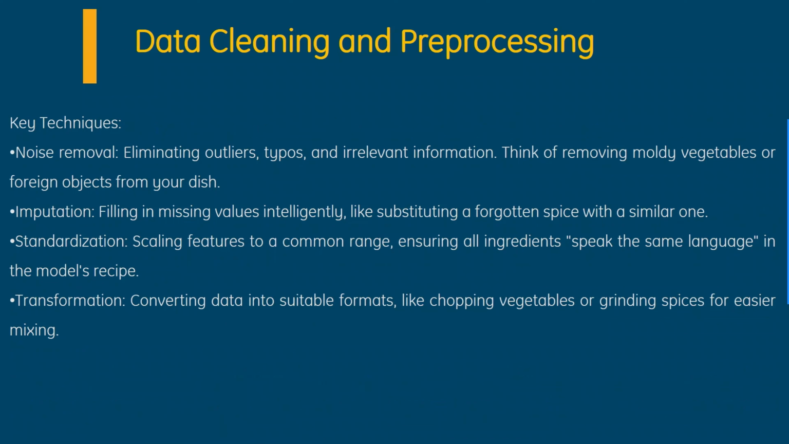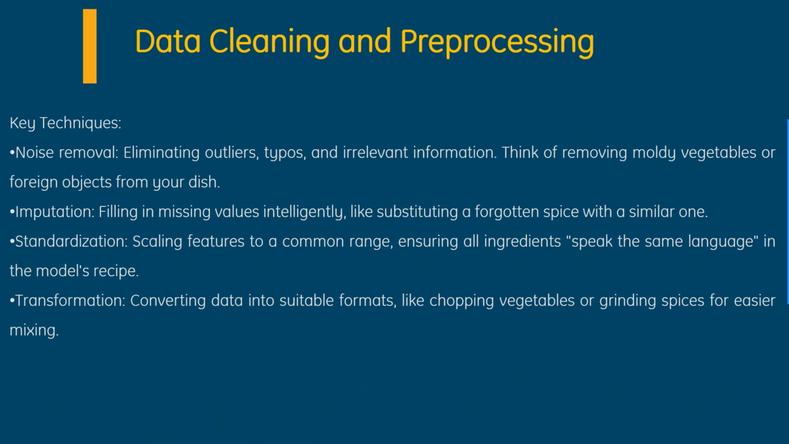Next, what are some of the key techniques used in both of these? First one is noise removal, eliminating outliers, typos, and irrelevant information. Think of removing moldy vegetables or foreign objects from your dish. Then we have imputation, filling in missing values intelligently, like substituting a forgotten ingredient with a similar one.